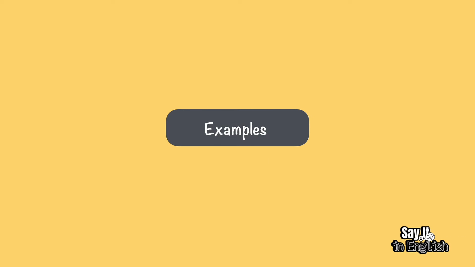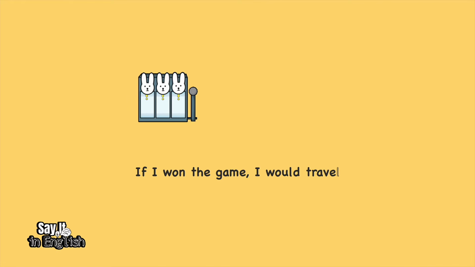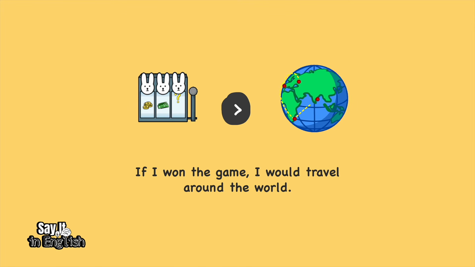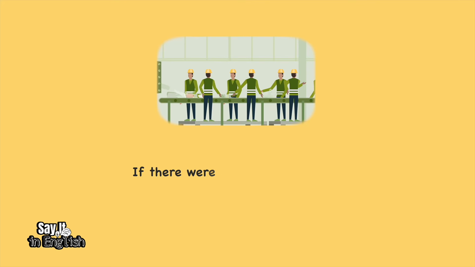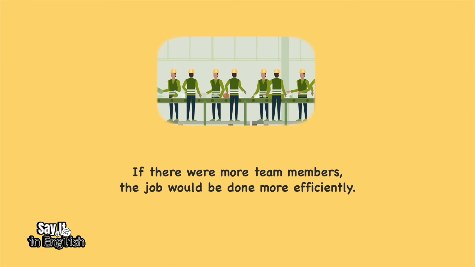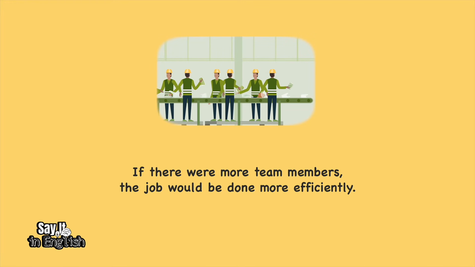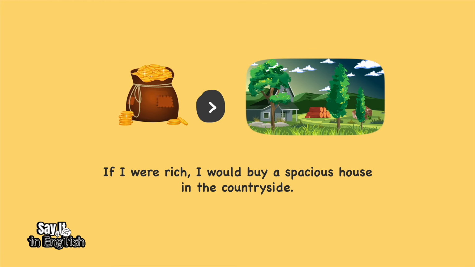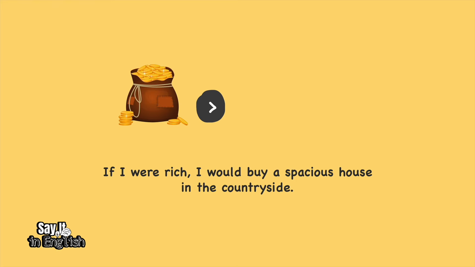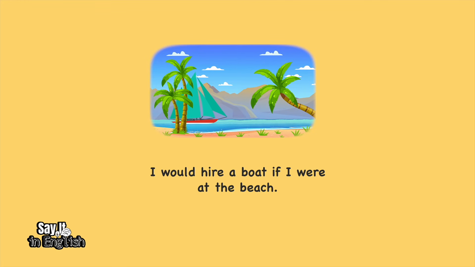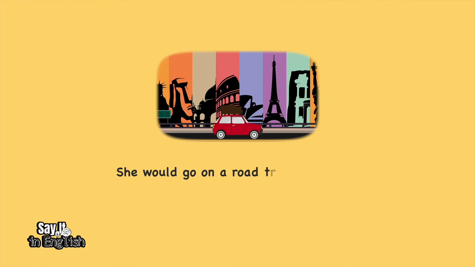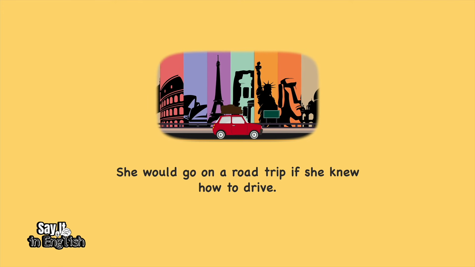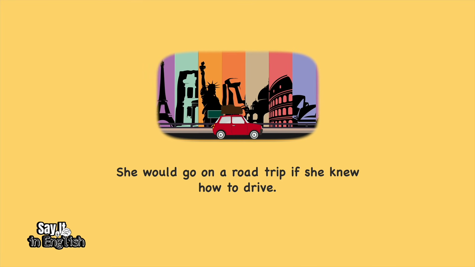Look at these examples. If I won the game, I would travel around the world. If there were more team members, the job would be done more efficiently. If I were rich, I would buy a spacious house in the countryside. I would hire a boat if I were at the beach. She would go on a road trip if she knew how to drive.